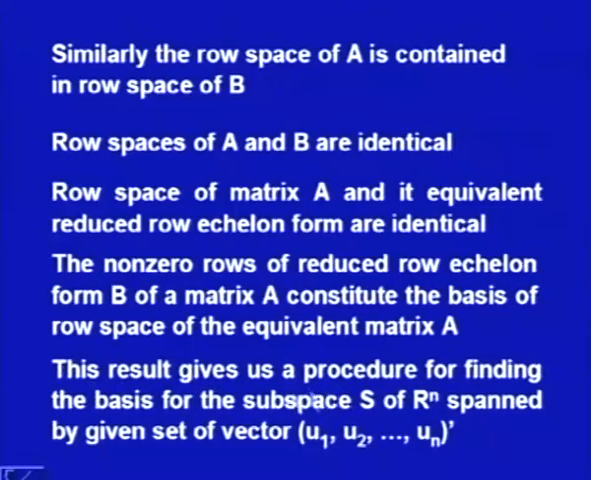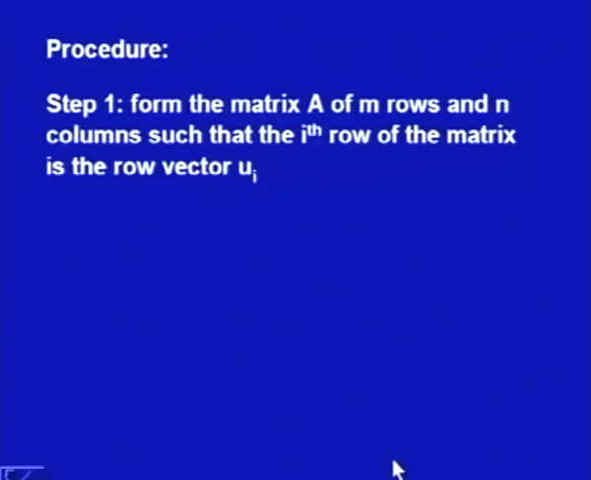So, as I told you, this result gives us a procedure for finding the basis of the subspace S of Rn spanned by the given set of vectors u1, u2, ..., un. Now, the procedure is: step 1, form the matrix A of m rows and n columns such that the ith row of the matrix is the row vector ui. That is the first step.